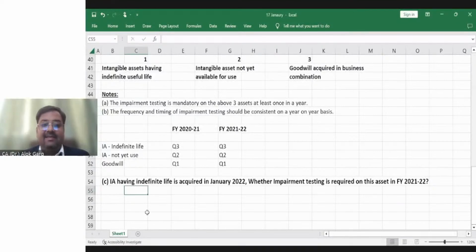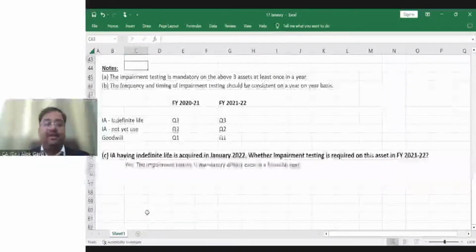Guys, this is a third important note. The impairment testing is mandatory at least once in a financial year, right? So it is mandatory at least once in a financial year.